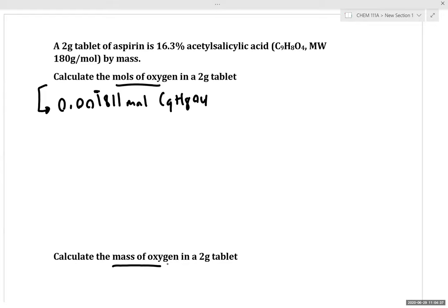The responses I see in the chat look good so far. Let's continue to get more responses, and don't be shy to submit your responses via the chat or via Canvas. The response that I see in the chat looks good. It just needs to be rounded to the correct number of sig figs.